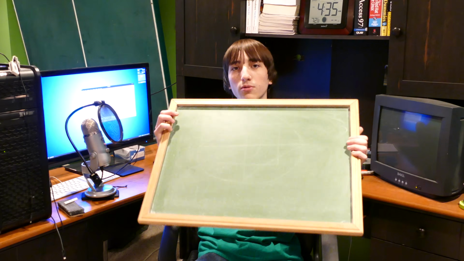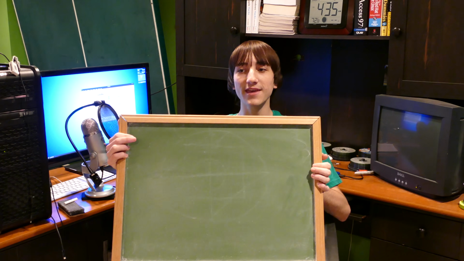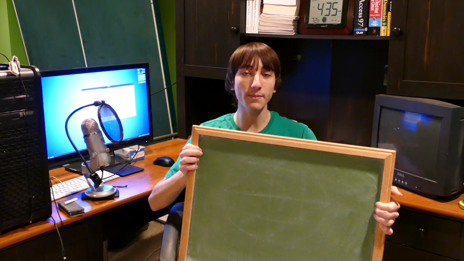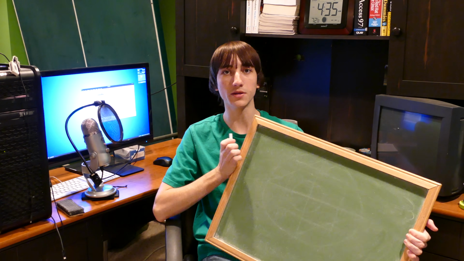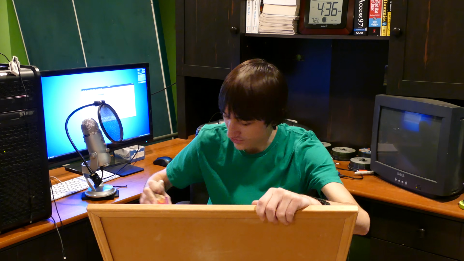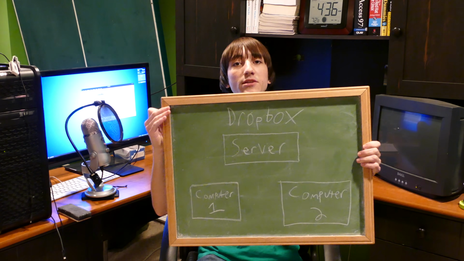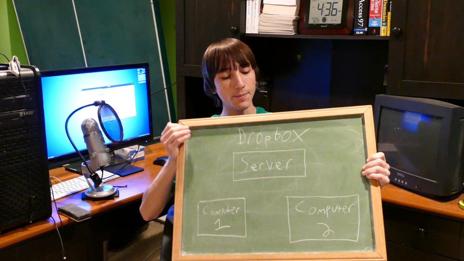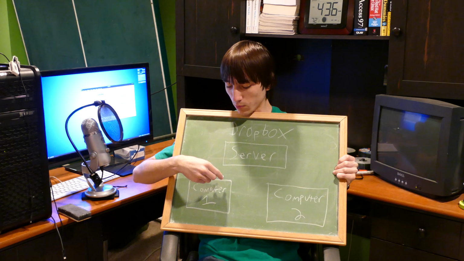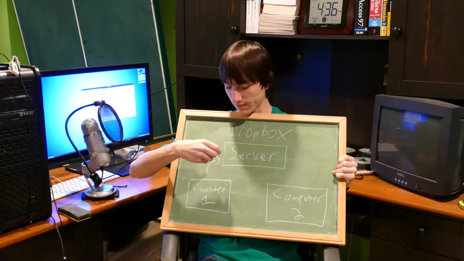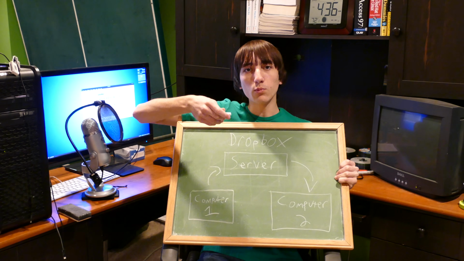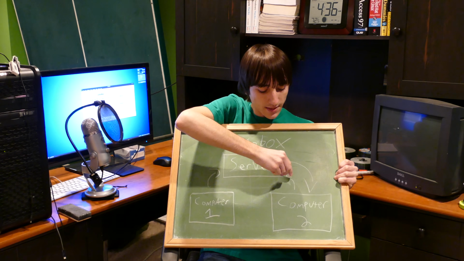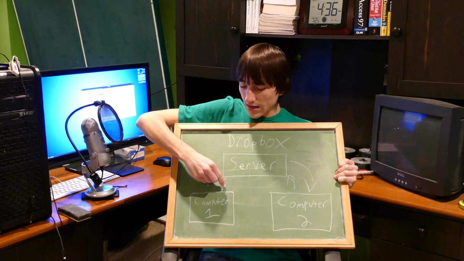So I broke out the chalkboard one more time just to show you the difference between Syncthing and, say, Dropbox. We'll use Dropbox as an example. So let's say you have two computers and you want to set up a folder shared between those computers. So with Dropbox, you've got two computers and then you've got a server on top. And when you add a file to the folder on computer 1, that file gets synced up to the server, and then it gets downloaded from the server to computer 2. And then when you make a change on computer 2, it gets sent up to the server, and then sent back down to computer 1.